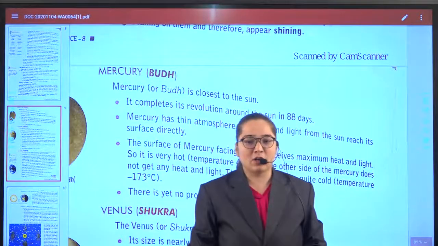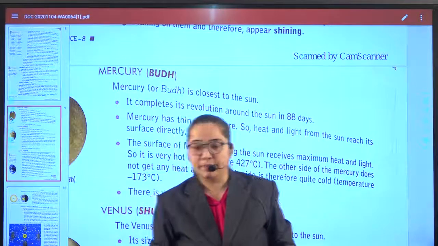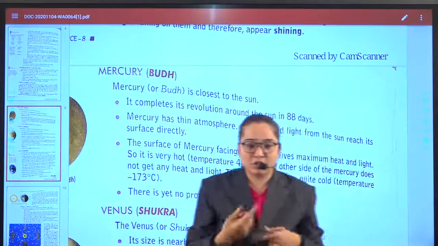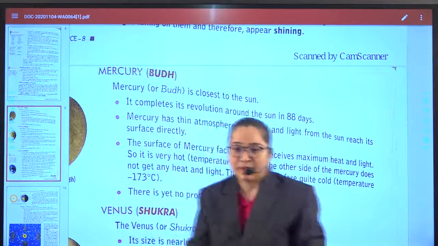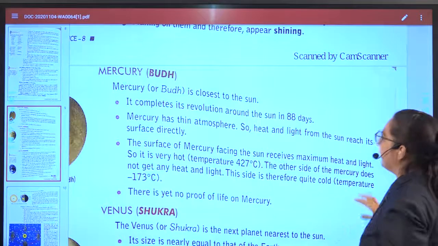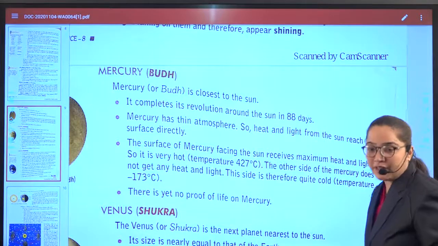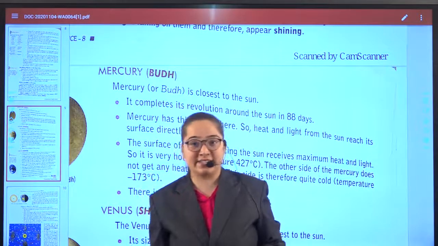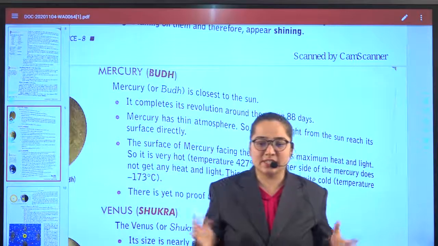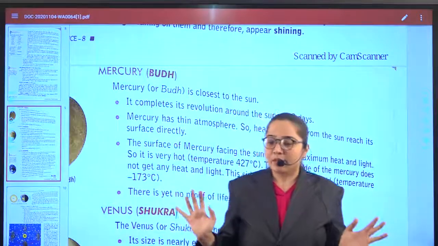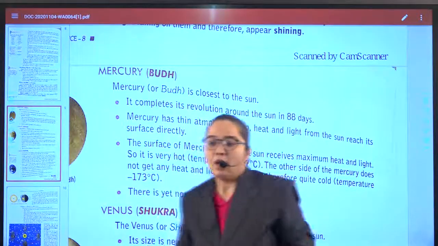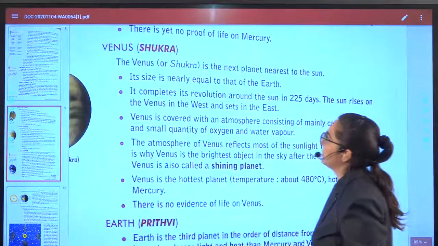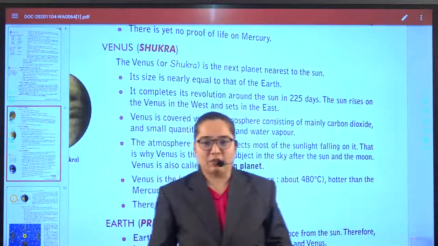Coming to the very first one, that is Mercury. In the Indian terminology, it is noted as Budh. It is closest to the Sun, and for one complete revolution around the Sun, it takes 88 days. It has a very thin atmosphere, so heat and light reach its surface directly. Its day temperature is very hot, about 427 degrees Celsius. It is very close, so it is a very hot planet. And at night the temperature is very low, about -173 degrees Celsius. There is no proof of life on Mercury.